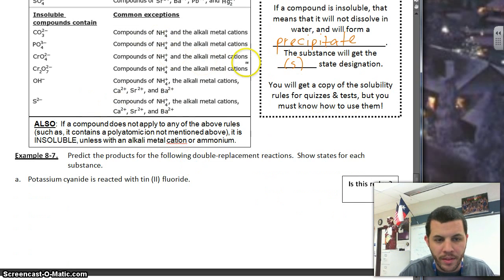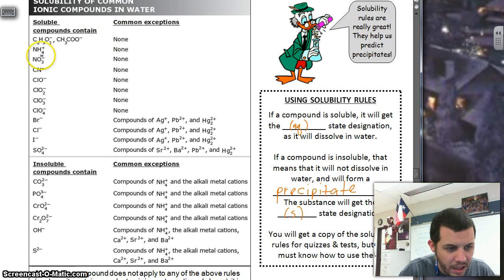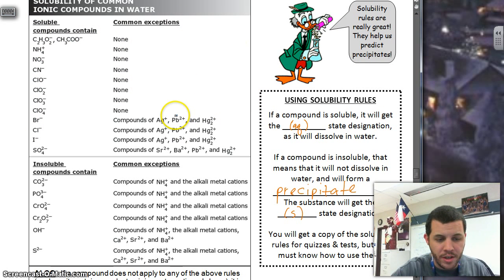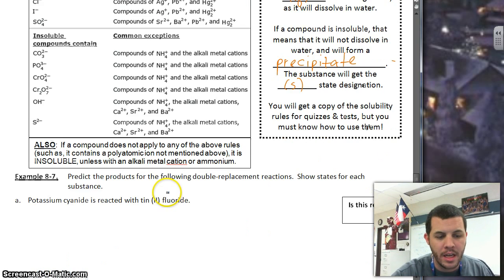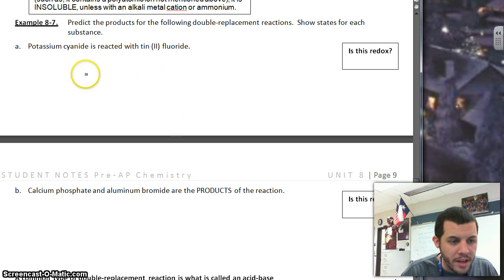Now there should be one that says that all group 1s are always soluble. Where's that at? Oh, here we go. This says compounds of ammonium and the alkali metal cations are exceptions for all of these. Anytime and every time that you have a group 1 metal as a cation, those are always going to be soluble. So let's take a little look-see-do here at some of these double replacement reactions.